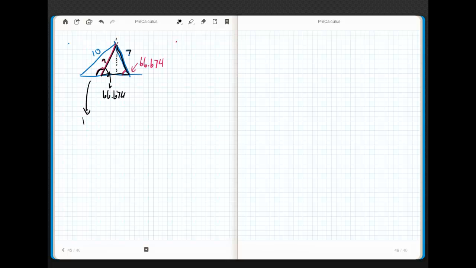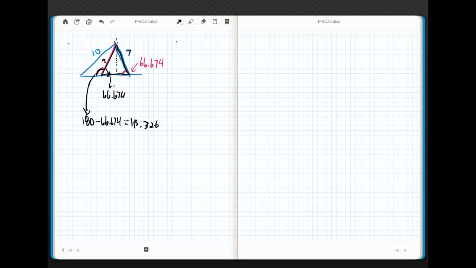Well, if this angle is 66.674, what does this angle absolutely have to be? It's got to be 180 minus 66.674. And that always works, which is awesome. What is that? Oh, did we do this one before? Yeah. It's 113.326, right? So that's the measure of this angle.